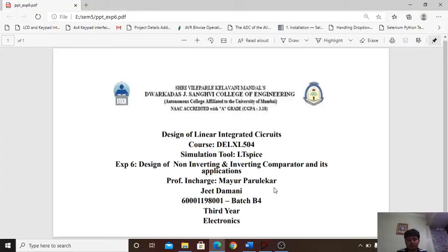Hi everyone, this is Jeet Damani from TE Electronics. In this experiment we are going to design inverting and non-inverting comparators and see some of their applications.